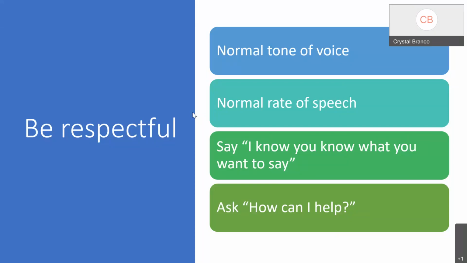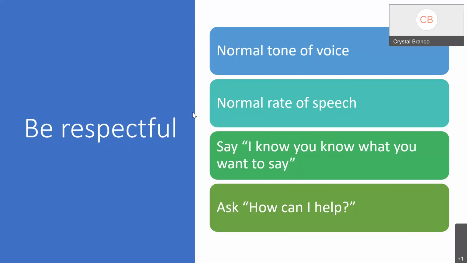Think about when an adult is talking to a child. If we change our tone and slow down our rate of speech too much, it could sound patronizing. So try to witness yourself in these situations and make a conscious effort to normalize your tone and rate of speech to communicate respect. A very powerful message to send to people with communication difficulties is, I know you know.